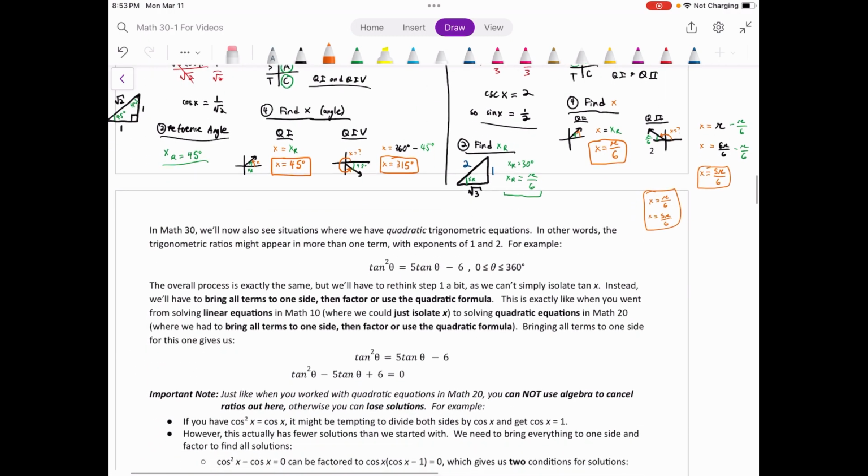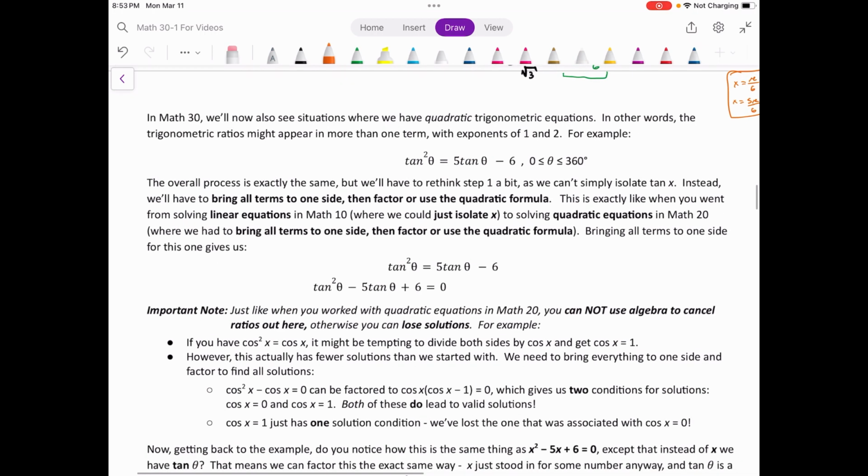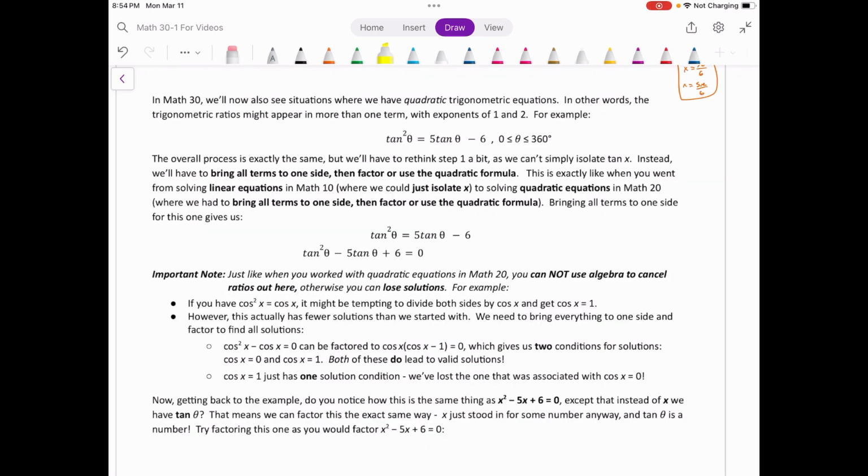Okay, let's really move into some Math 30 stuff here that we definitely did not see at all in Math 20, but it's really fun. And so that new thing that's definitely new to Math 30 is that we're going to see what we call second-degree trigonometric equations, which means what you think it means from our polynomial unit, right? Means we might see situations where ratios are raised to some power, okay? So we're now also going to see quadratic, degree 2 trigonometric equations, right? Meaning that the trigonometric ratios might appear in more than one term with exponents of 1 and 2.